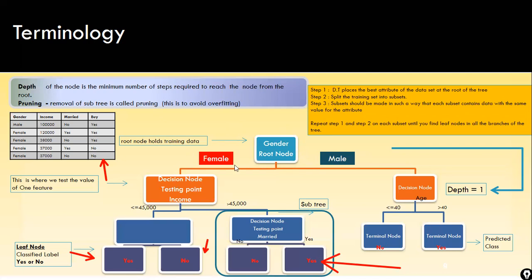Even for the decision node, which one should come first and which one should come next will be driven by those algorithms or techniques. The decision node is where we test the value of one feature. For example, if the gender is female and her income is less than or equal to 45,000, this is where we test the condition. If it is true, then the predicted outcome or the label is yes. So we can find the predicted value in the leaf node.